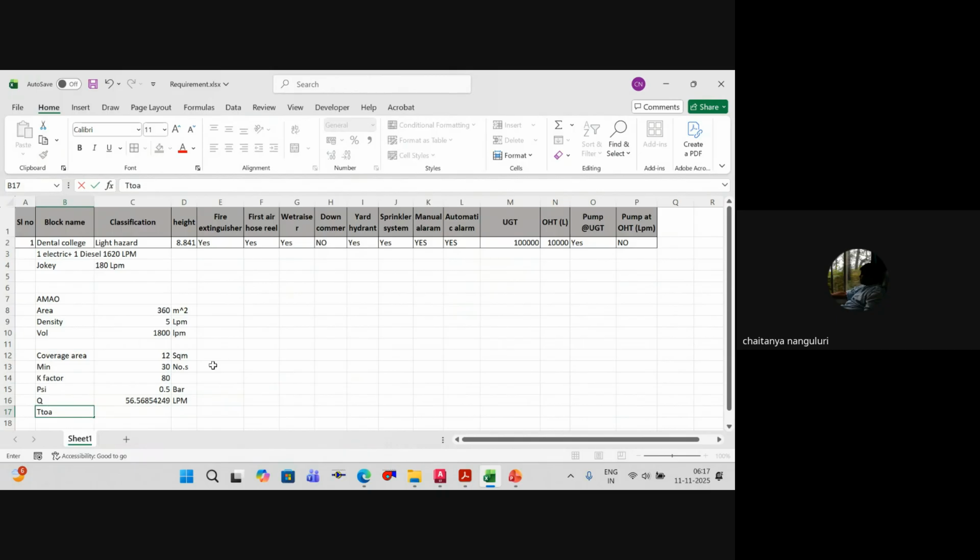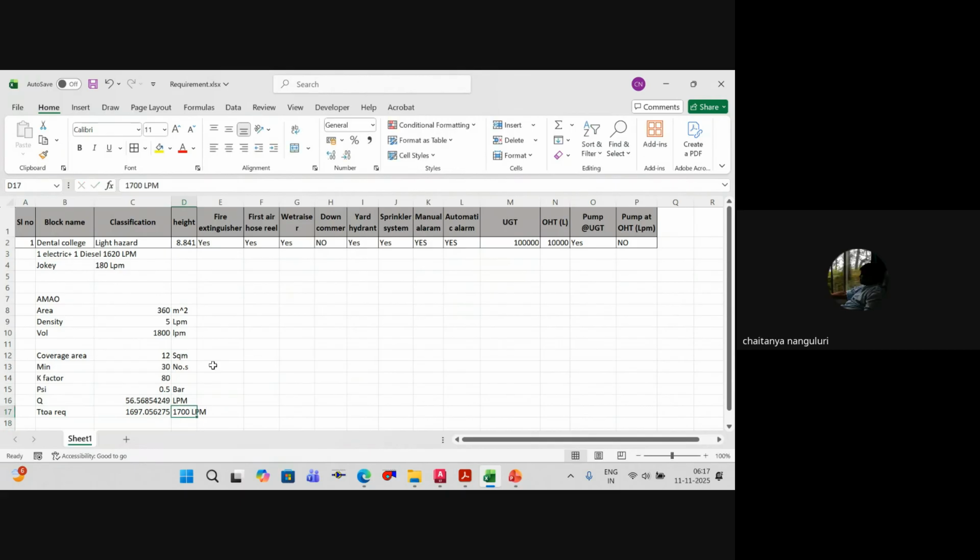So how much will the total required flow be? I have to multiply this with your number of sprinklers. So automatically we come to know, 1697 LPM, right? So 1697 means 1700 LPM. We can round it off to 1700 LPM.